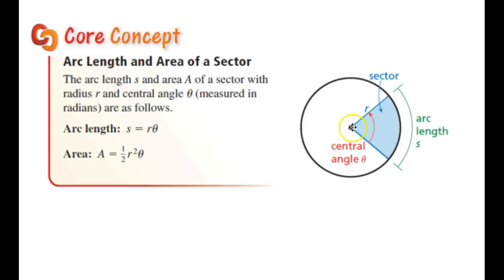So a central angle is where the vertex of that angle is at the very center of my circle. And here we're really looking at radians, okay? So make sure that your calculator is in the right mode before we actually do much of the calculations.